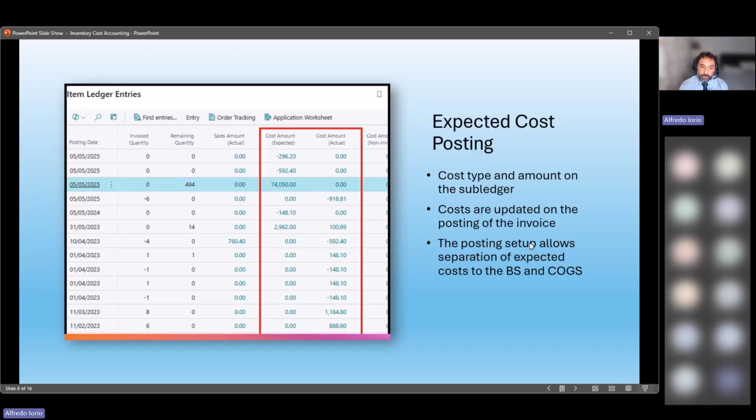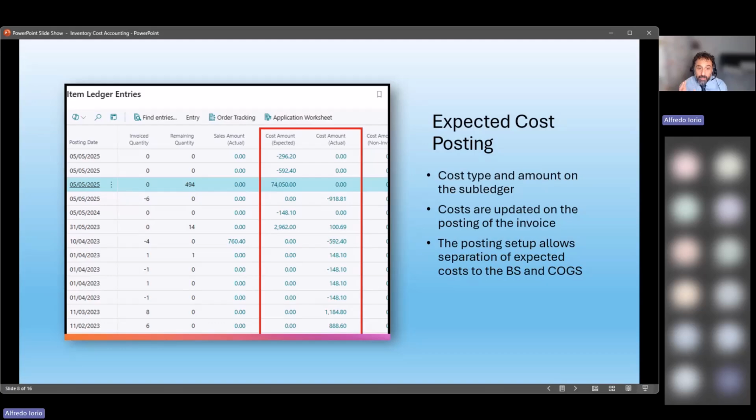The posting setup in Business Central allows you the separation. It is very important because if you look at Kronos, the Kronos database, most of the time expected cost and actual cost post to the same ledger. And that is okay if your client, finance manager, finance controller want that kind of setup. But in some organizations, they want to keep the things separate.